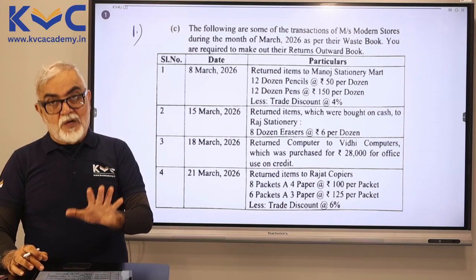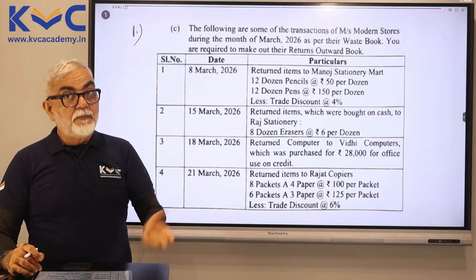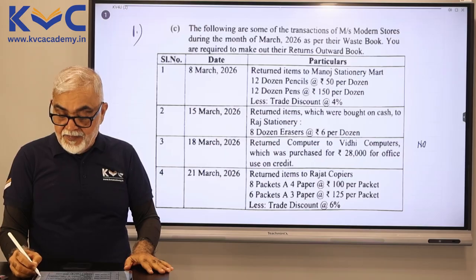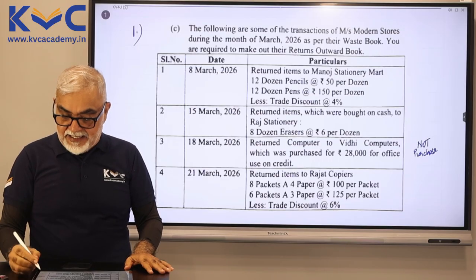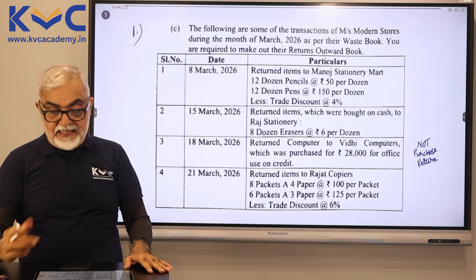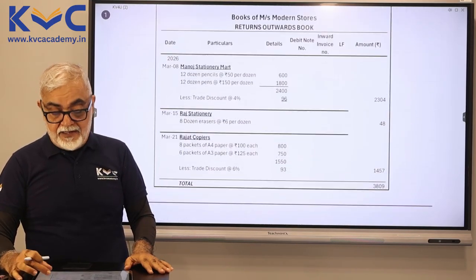The first question was a return. The second question also is a return. But the third transaction is not a return. Not a purchase return. It is capital equipment that is returned, so it won't come in my books, but the other 3 transactions will appear in the book, and I have prepared a solution here for you.